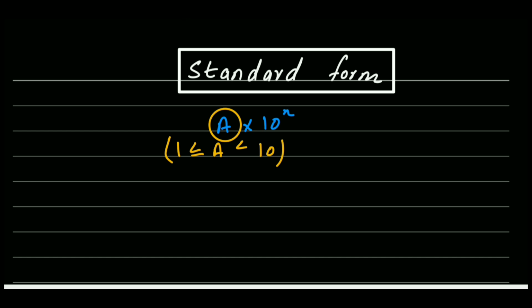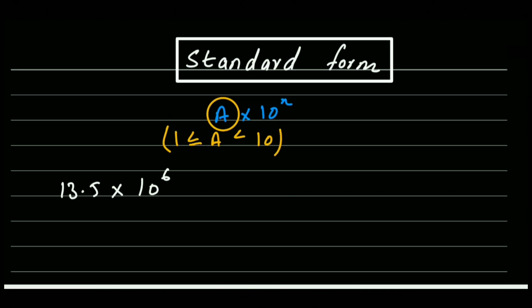Okay, so let's discuss some examples, like 13.5 into 10 raised to power 6. This is not a standard form because this value is not within that range. So what does it mean that 1 is included, 10 is not included? It means that the value of A should be less than 10. It can be 9.9999.